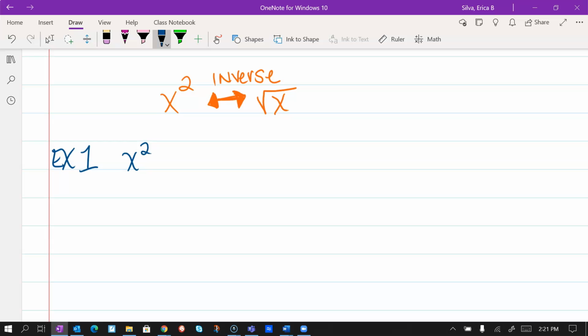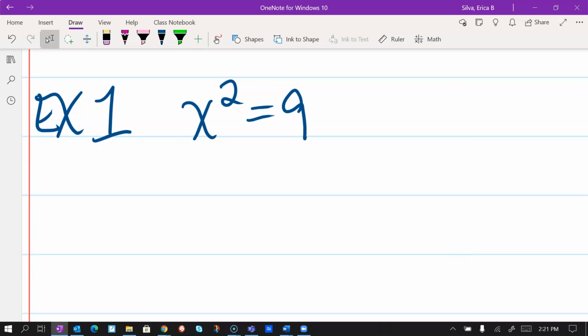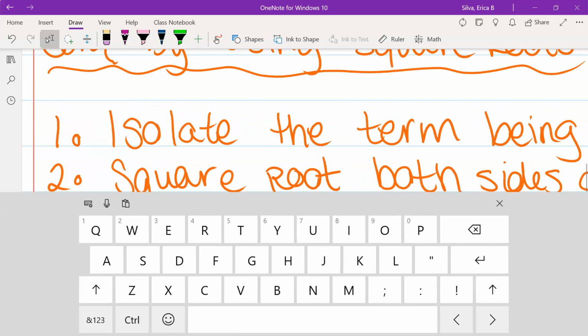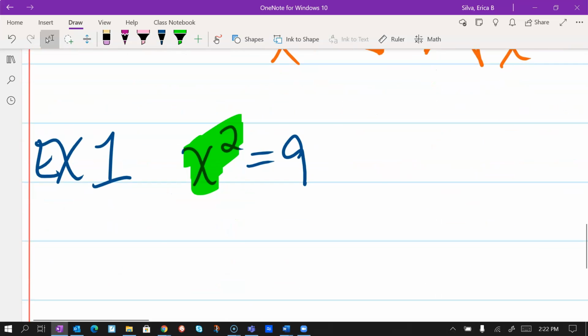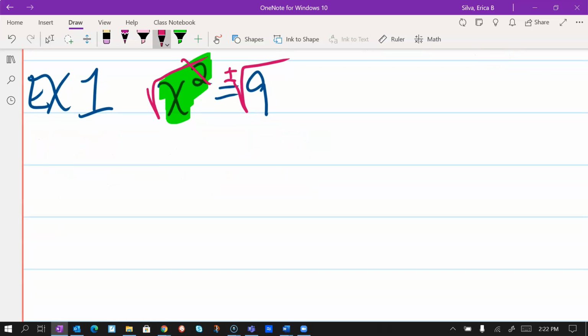We've got x squared is equal to 9. So we want to identify the term being squared. In this case, my x is the one being squared. Because that x squared is already by itself on one side of the equal sign, we move on to step 2, which is getting the square root of both sides. So I'm going to get the square root of x squared. And then here we're going to do plus or minus the square root of the other side. These two cancel. We get x, and we end up with plus or minus the square root of 9.